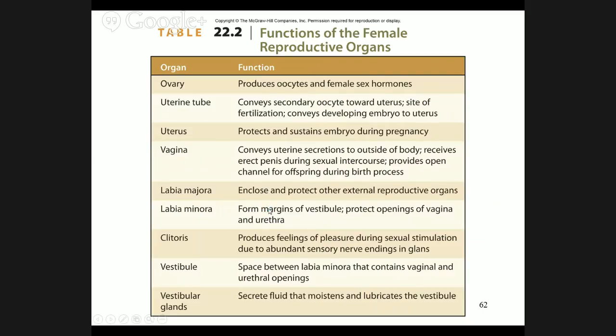And here's a table of the functions of the female reproductive organs. The ovary produces oocytes and female sex hormones. The vestibular glands secrete fluid that moistens and lubricates the vestibule.